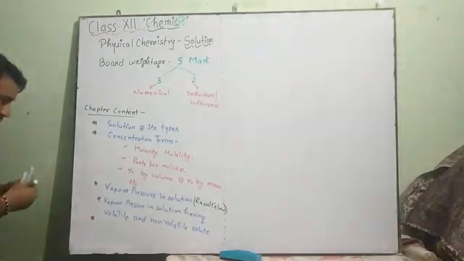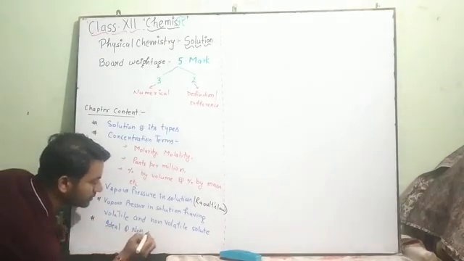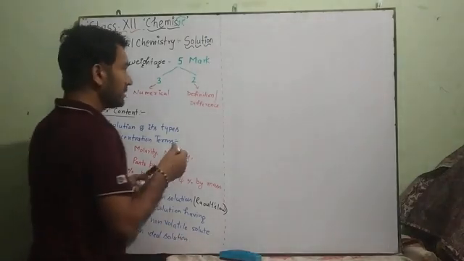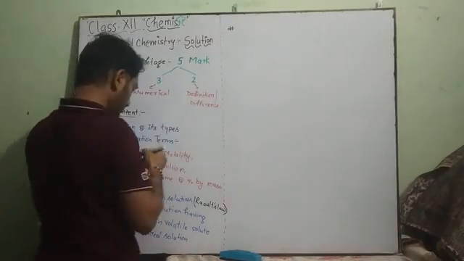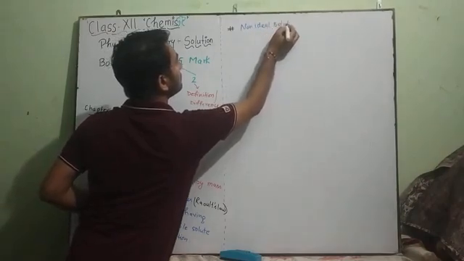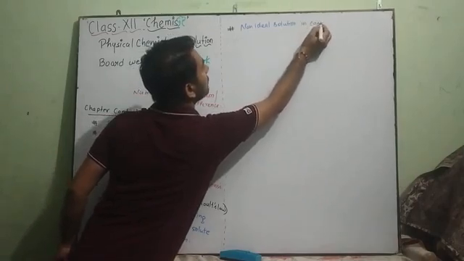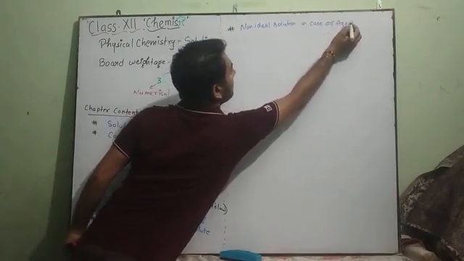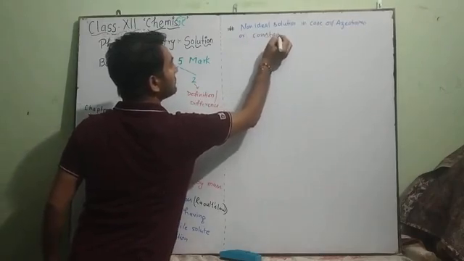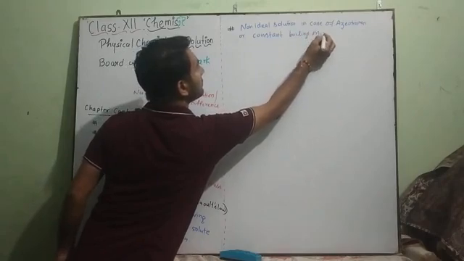And in the next, we will learn about ideal and non-ideal solution. In the next, we will learn non-ideal solution in case of azeotropes or azeotropic mixture, or constant boiling mixture, also known as constant boiling mixture.